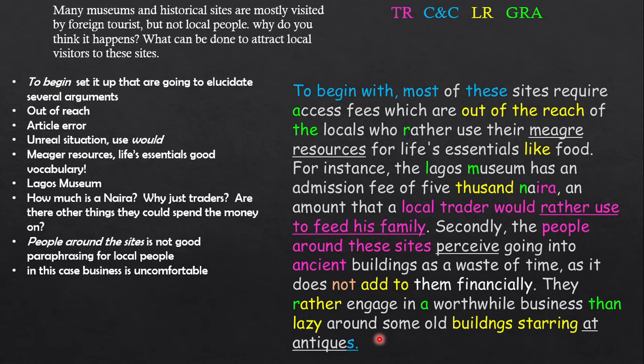Prefer, mix up the vocabulary a bit. Okay, in a worthwhile business. In this instance, business is being used as an activity. It's uncountable in this sense, so you would not use "a". Worthwhile business. Okay, they would rather engage in worthwhile business. And don't use "than" here. "Than" is used with comparative adjectives. Ooh, this would have been really good if you had used it correctly.